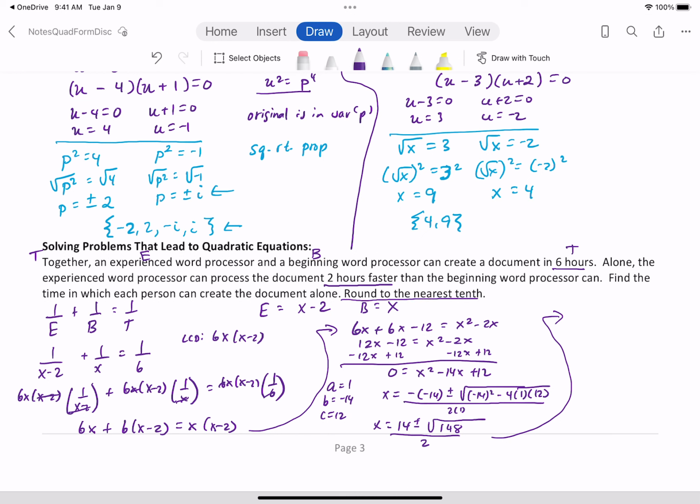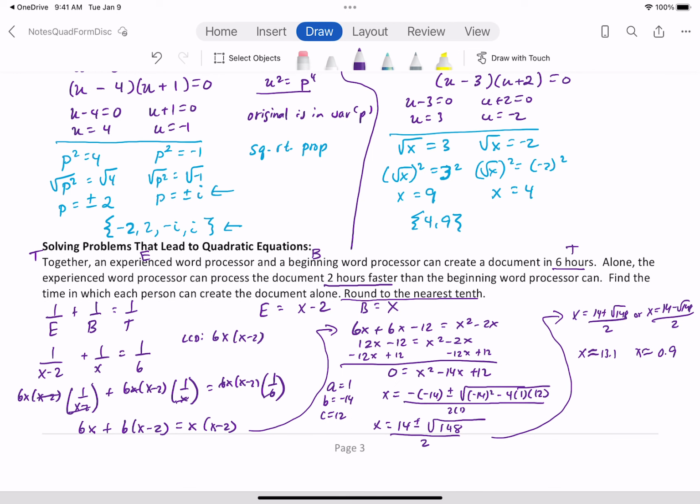Then you see my directions say round to the nearest tenth. So I'm going to split this into the two cases. One's a plus, one's a minus. And then you can just use your calculator again. So we're going to approximate. And I think I got 13.1 for this one. And it looks like I got 0.9.